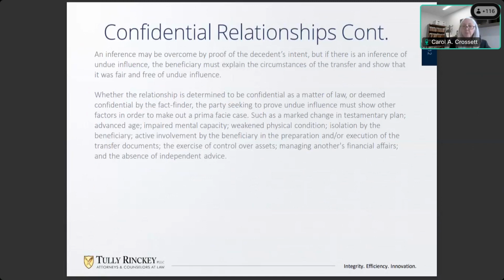It was on the basis that the surrogate court erred by failing to instruct the jury that there was an inference of undue influence, and that the burden should have been on the grandnephew to explain the circumstances that led to all of these bequests to him.